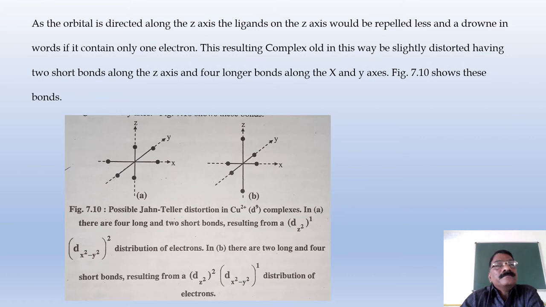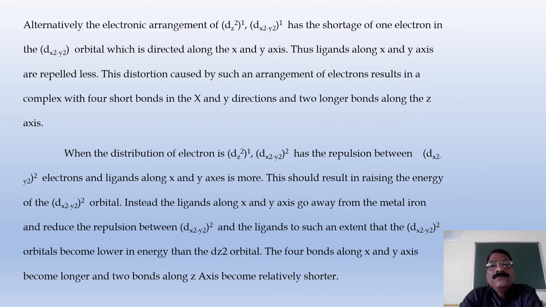Alternatively, the electronic arrangement of dz square 1, dx square minus y square 1 has a shortage of one electron in the dx square minus y square orbital, which is directly along the x and y axis. Thus, ligands along the x and y axis are repelled less. This distortion caused by such an arrangement of the electrons results in the complex with four short bonds in the xy direction and two longer bonds in the z axis.